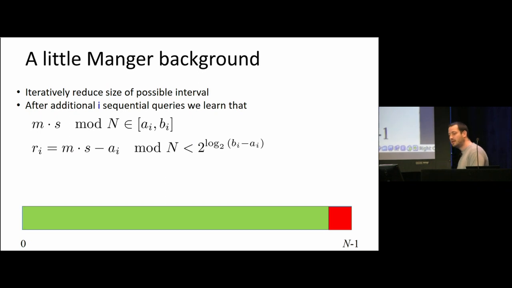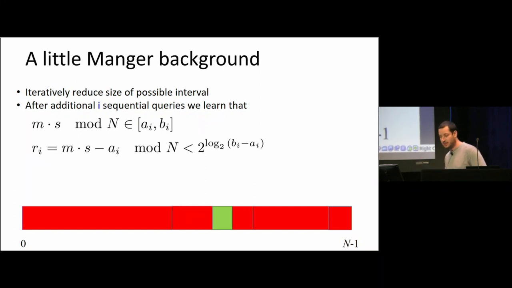So what we're going to get is that after a certain number of queries, we know that M times S is inside some relatively small interval, and we can write it as M times S minus the start of the interval is some relatively small number R. So we can continue the attack. We're going to reduce the search space.